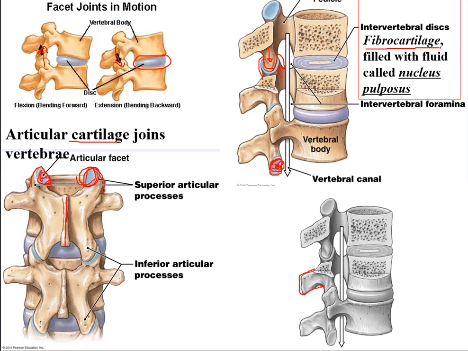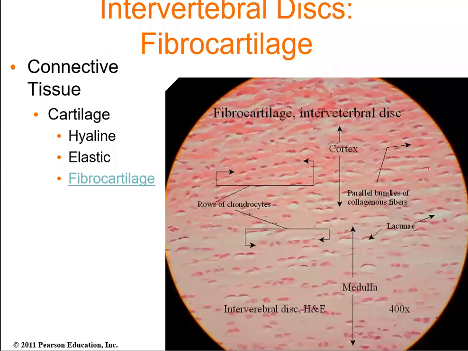The intervertebral discs are made of a structure that is much more rigid. It is strong against damage, and that is due to the additional fibers within it. These intervertebral discs have an outer ring of fibrocartilage, so super, super strong. And inside there is a fluid, which is called the nucleus pulposus.